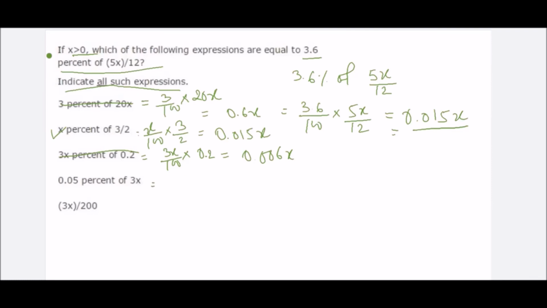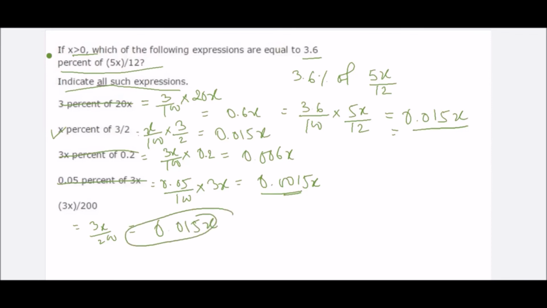Now next, 0.05% of 3x, it will become 0.0015. It's not equal. This is also not a choice. Now see here, 3x by 200, and it will become 0.015x, and it is also equal. So this is our choice. So our answer is the second option and the last option.